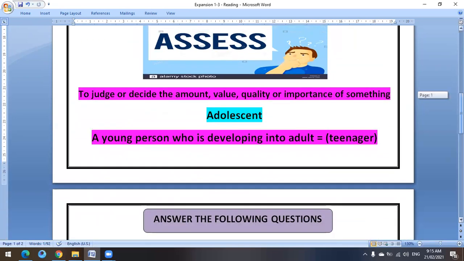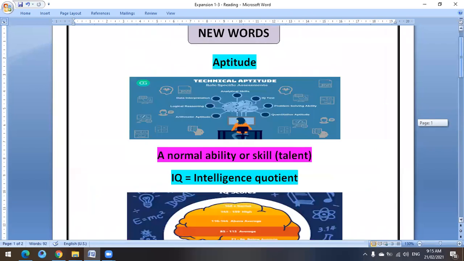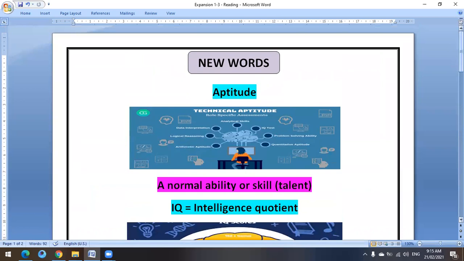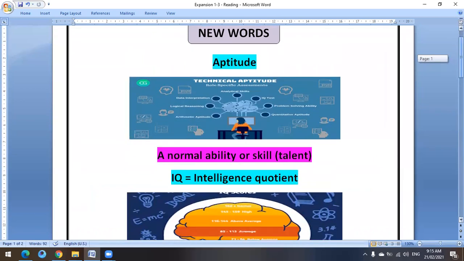Adolescent, it's very important. We can say teenager. Adolescent means teenager, a young person who is developing into an adult. So that's what's meant by the word adolescent. These words are the most common words that may face you today when you are reading the passage.